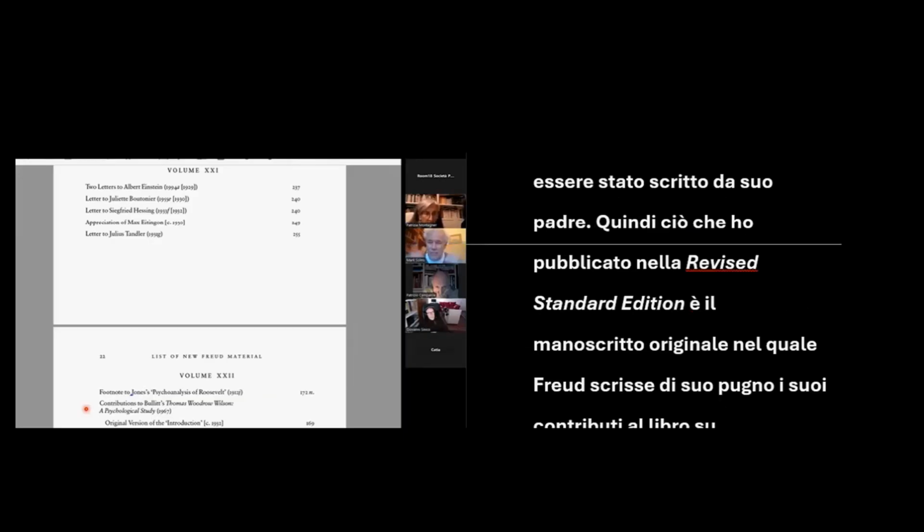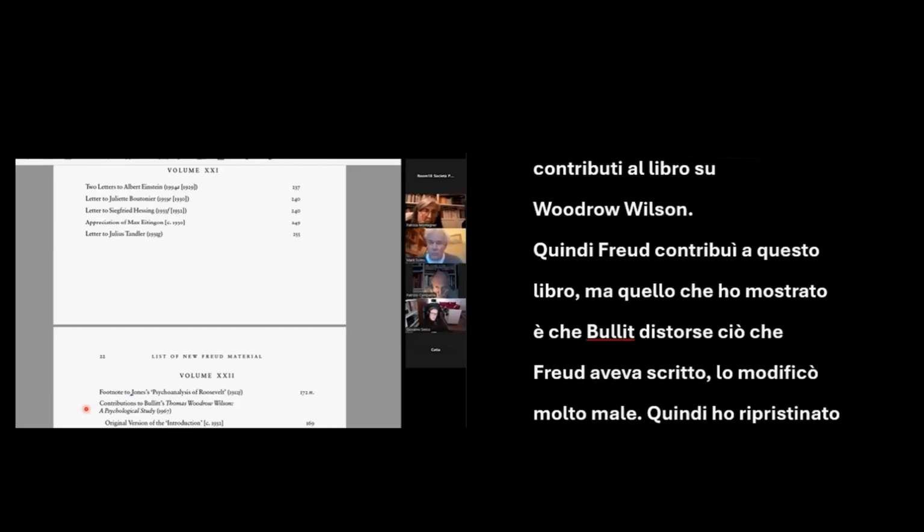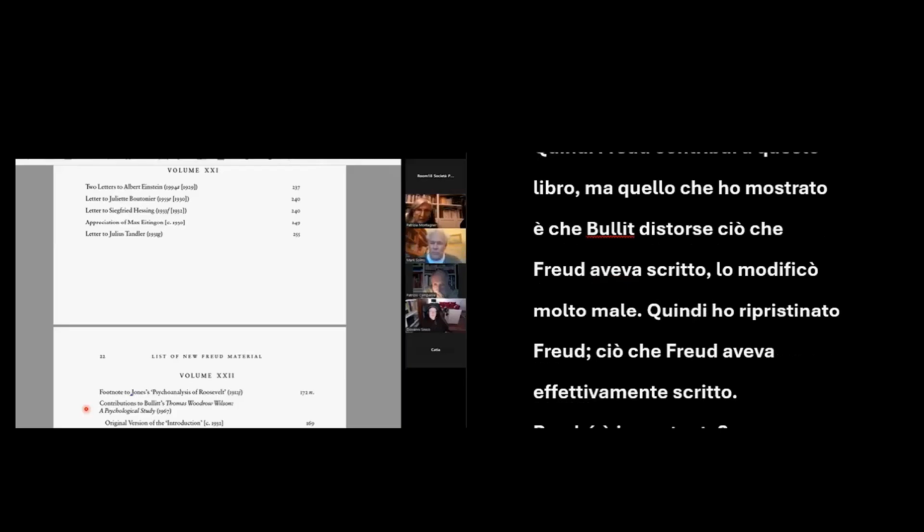So what I've published in this revised standard edition is the original manuscript where Freud wrote in his own handwriting his contributions to the book on Woodrow Wilson. So Freud did contribute to this book. But what I showed is how Bullitt had distorted what Freud wrote. He changed it very, very badly. So I've reinstated what Freud actually wrote about Bullitt.